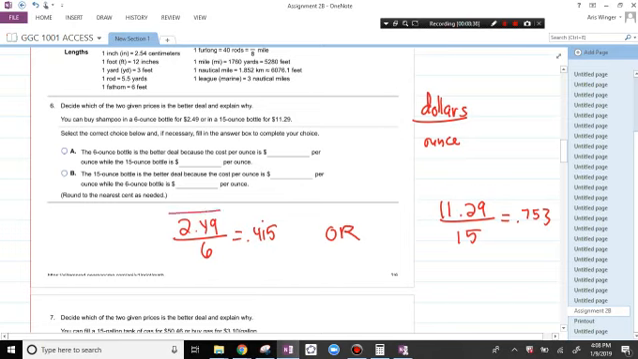And so this is the better deal. So the 6 ounce is the better deal, and then you just need to round to the nearest cent. So 0.42 per ounce, and the 15 ounce is 0.75 per ounce.